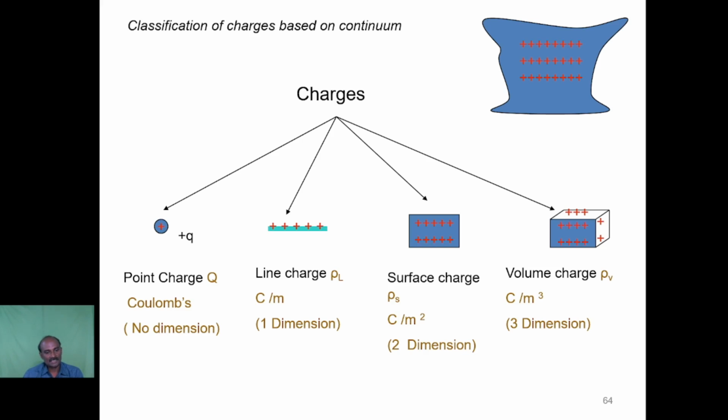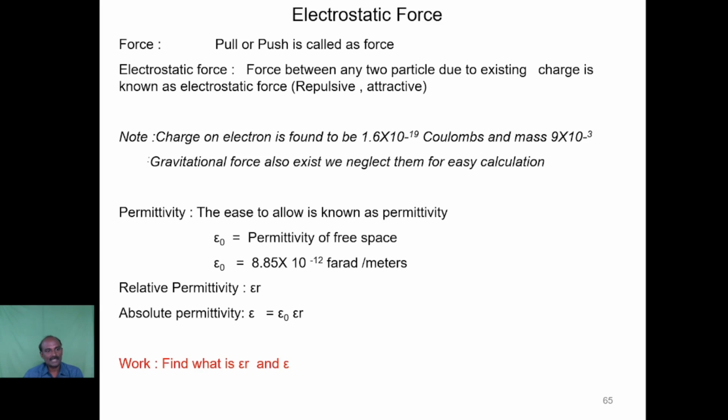The unit for line charge density is Coulomb per meter. The unit for surface charge density is Coulomb per meter square, and the unit for volume charge density is Coulomb per meter cube. Electrostatic force. Electrostatic force is nothing but the force between two charges, which may be repulsive or attractive. The force between any two charges is repulsive or attractive.